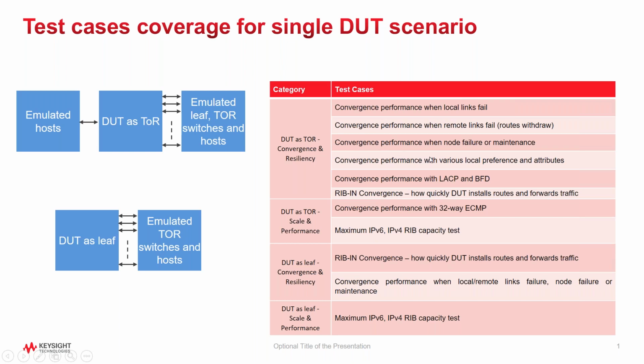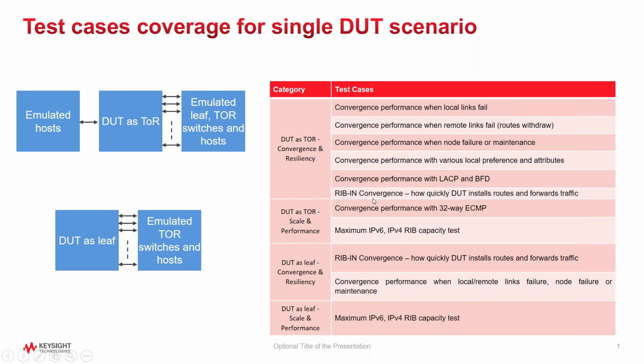The next test case is, for example, if you want to upgrade a particular device or do maintenance of a particular rack of servers, then we can change attributes such as the local preference or the AS path of the devices so that traffic won't take that particular path and will instead be routed using a different path. So we will be measuring the convergence by changing all those attributes. The next test case is, in addition to BGP, we will be adding protocols such as LACP and BFD, and measuring how fast the convergence is achieved by adding these protocols on top of BGP.